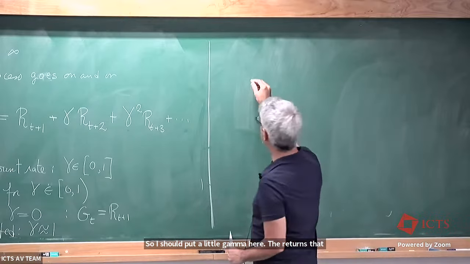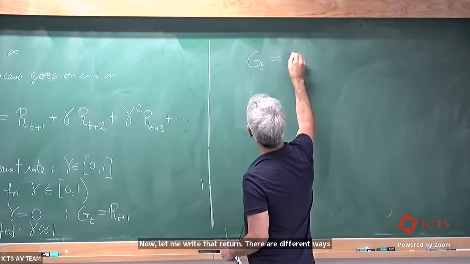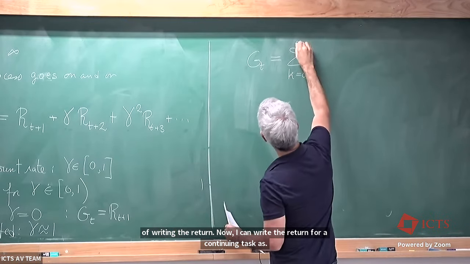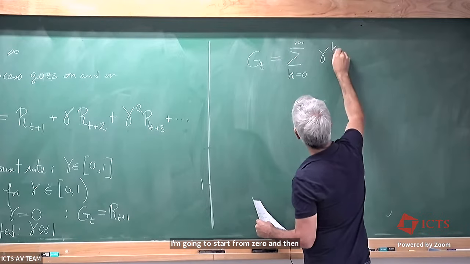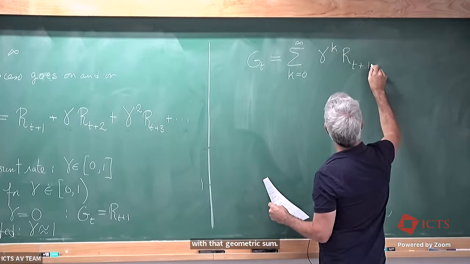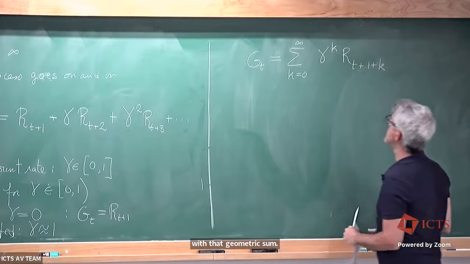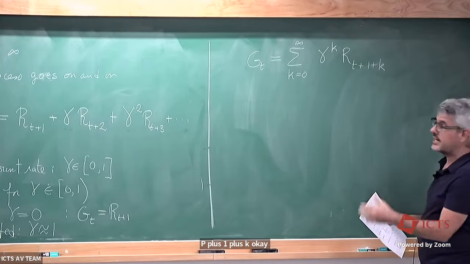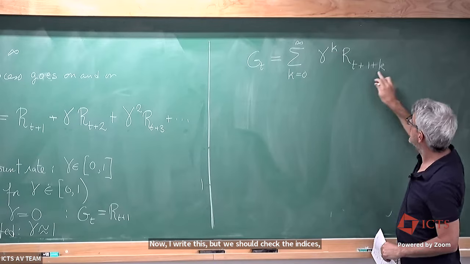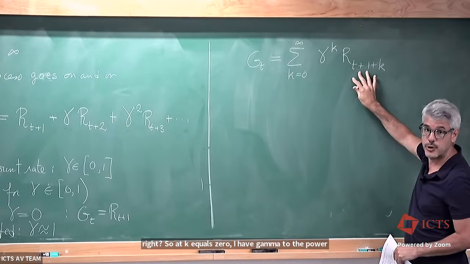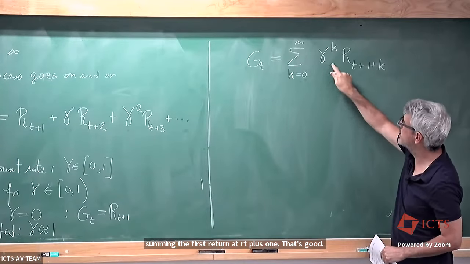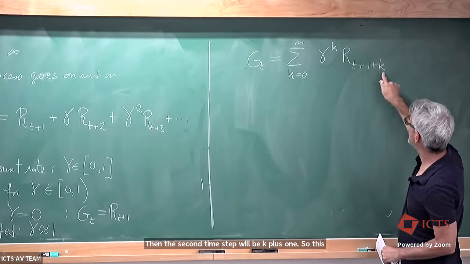Now, let me write that return. There are different ways of writing the return. Right now, I can write the return for a continuing task as I'm going to start from 0 and then run to infinity with that geometric sum, of gamma to the k times R t plus 1 plus k. Okay? Now, I write this, but we should check the indices, right? So at k equals 0, I have gamma to the power 0, that's 1, and then k equals 0, so I'm summing the first return at R t plus 1. That's good. Then the second time step will be k plus 1, so this one is weighted by gamma, and it's going to be t plus 1, so t plus 2.